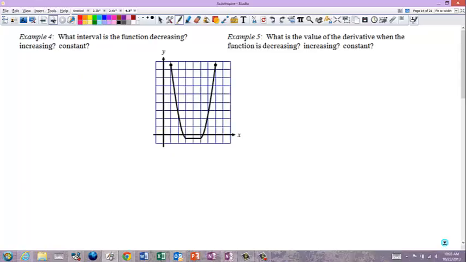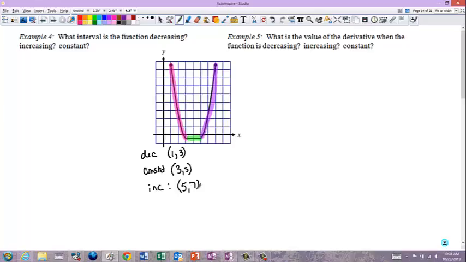It says, on what interval is the function decreasing, increasing, constant? Well, it is decreasing from there to there, so that's actually from 1 to 3. It's constant from 3 to 5. And then it's increasing from 5 to 7.